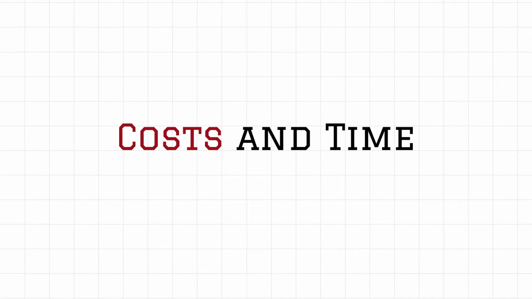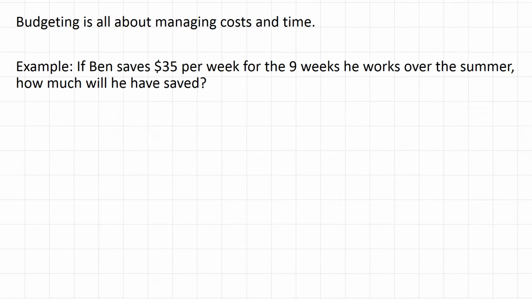Costs and time. Budgeting for a certain item is all about managing costs and time. Those are the two most important factors: the cost of the item and the amount of time that you have to save for the item, or the amount of time until you need that item in the future.